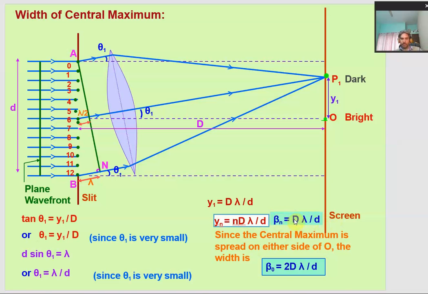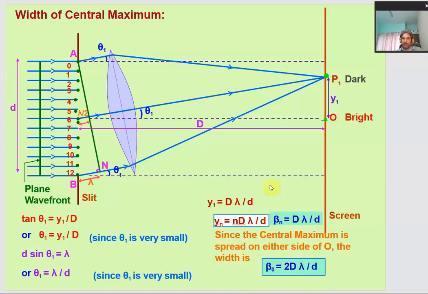And the central bright fringe will be spread on either side of the center of the screen. So it will be twice the width of the successive secondary bright fringes. So if the central maxima, or we can say the central bright fringe, is taken as b naught, it will be twice of this width. That means the central bright fringe will be double the size, or width, of all other bright fringes. Very similarly, we can do the calculation and derive the expression for the widths of all dark fringes and the position of the bright fringes.